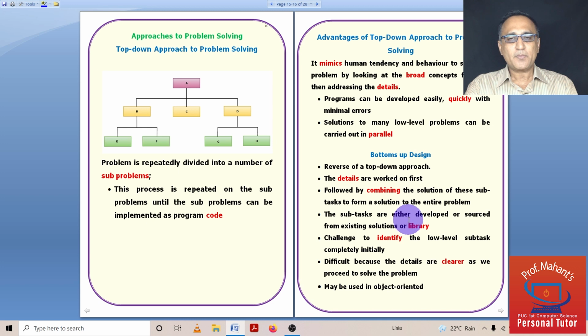But the problem with bottoms up design is it is extremely challenging to identify all the low level tasks or details at the beginning. The details generally become clear as we proceed to implement the project. They never are clear at the beginning. So as you begin to jump into it, you begin to understand the details. So the details become clearer as we proceed to solve the problem. But bottoms up design is an example which is used in OOPS or object oriented programming.